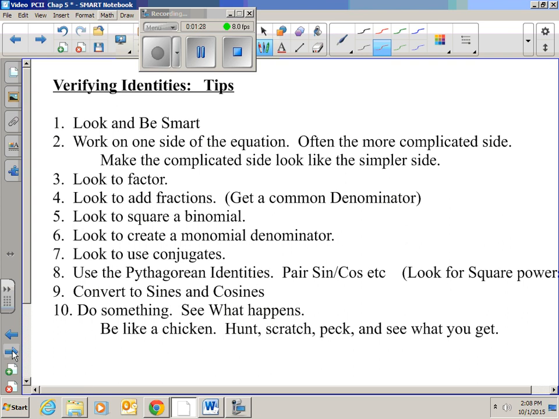This is in your notes, but this is basically a list of tips. It's not a recipe, it's not a formula. There is no one way to solve and verify identities. You just got to hunt, peck, scratch, and choose. See what happens, see what you get. I love this. Be like a chicken. Okay, and here are just some of the tips.